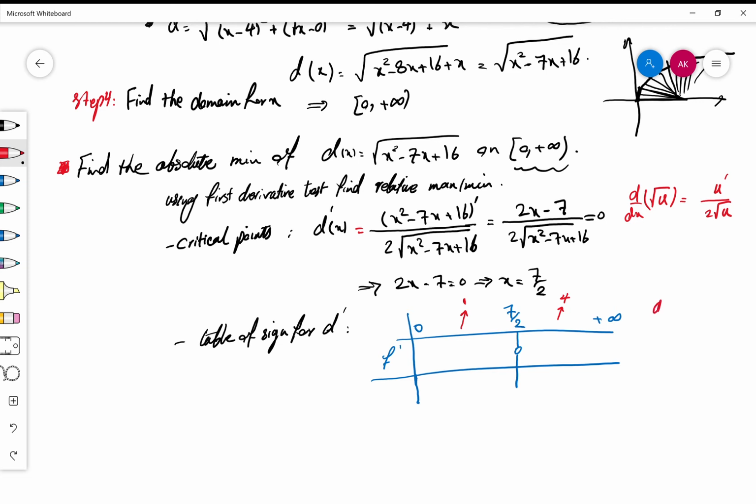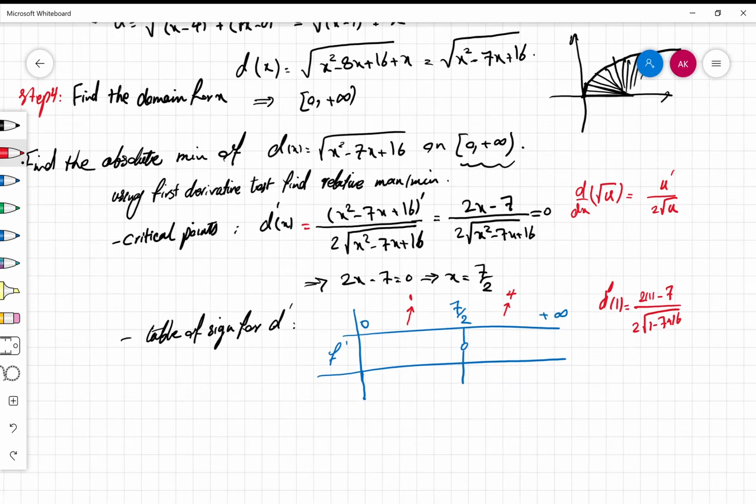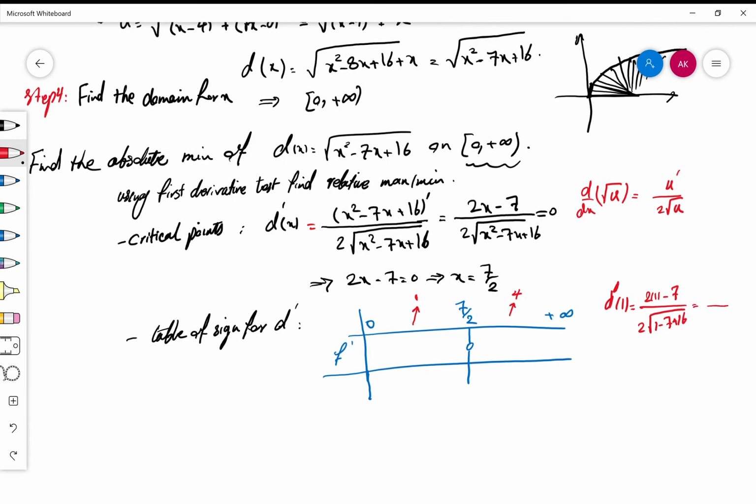So d prime at 1 is 2 times 1 minus 7 over 2 root 1 minus 7 plus 16. See, the denominator is a positive number, but if you look at the numerator, you get minus 5 over 2 root some number, here 10. This is positive, this is negative, so the whole thing is going to be negative. So that means that this part is negative.